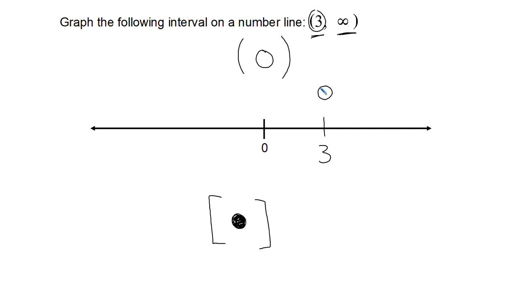And then all we have to think about is which direction is positive infinity. Well, positive infinity is to the right of 3. So we'll draw our ray going to the right of 3. And that's it. That's the graph of 3 to infinity on a number line.